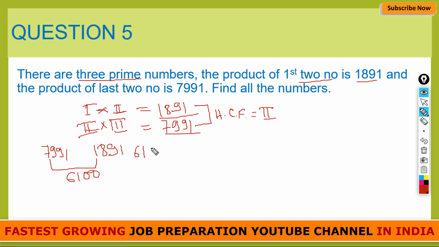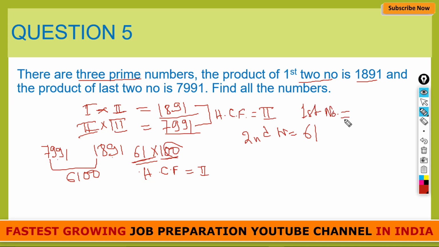So 61 into 100 we can do. 61 is a prime number and 100 will not divide these 2 numbers. So 100 or the multiples of 100 are not going to divide any number. So 61 is a prime number and will divide these 2 numbers. So this will be the second number, because this is the HCF and this is equal to the second number. So we got that the second number is 61. So we have to find out the first number and the third number.